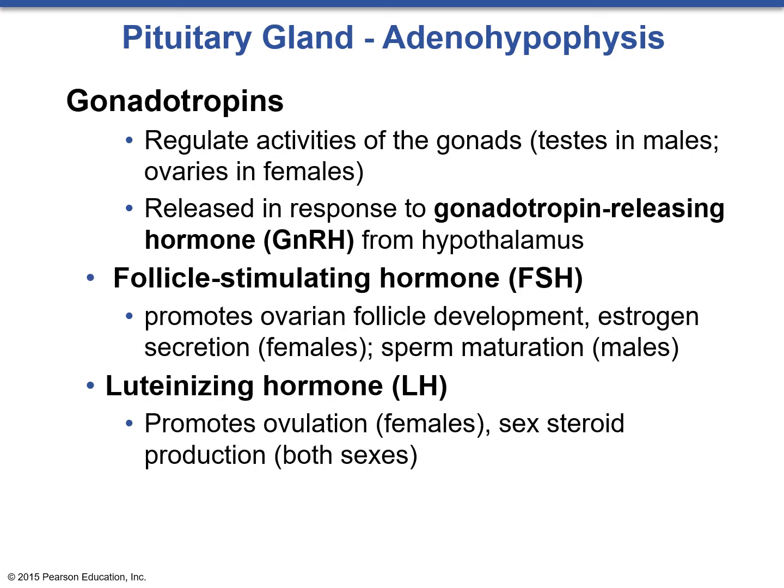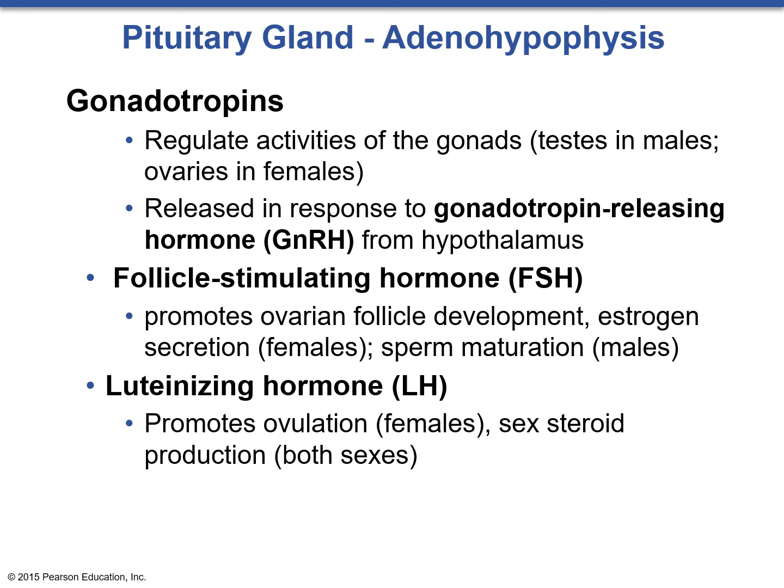Next will be gonadotropins. There are 2 types here. Gonadotropins in general will regulate the activity of the gonads, which are the testes in males and ovaries in females. They are released in response to gonadotropin releasing hormone, or GnRH, from the hypothalamus.